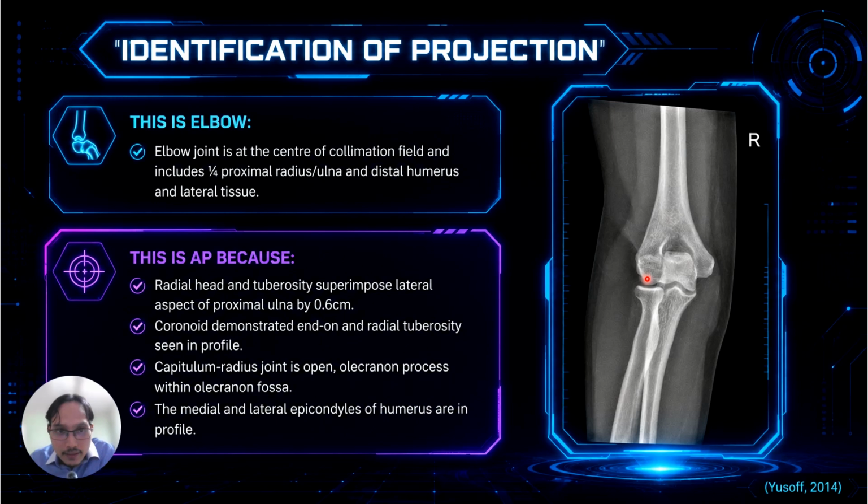In addition, the coronoid process is demonstrated and on end radial tuberosity is seen in profile. The capitulum radial joint is open with the olecranon process lying within the olecranon fossa. Furthermore, both the medial and lateral epicondyles are demonstrated in profile.